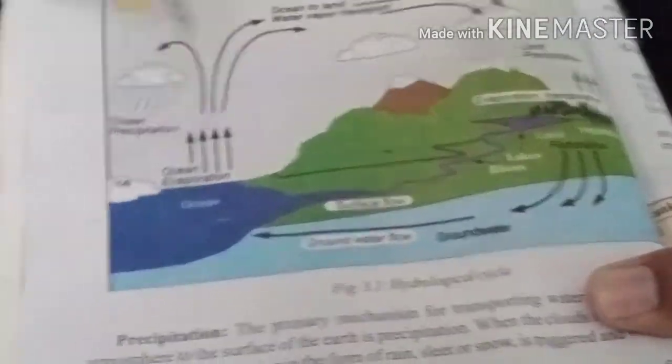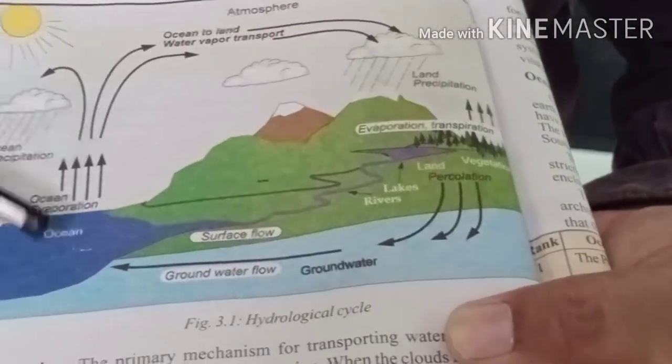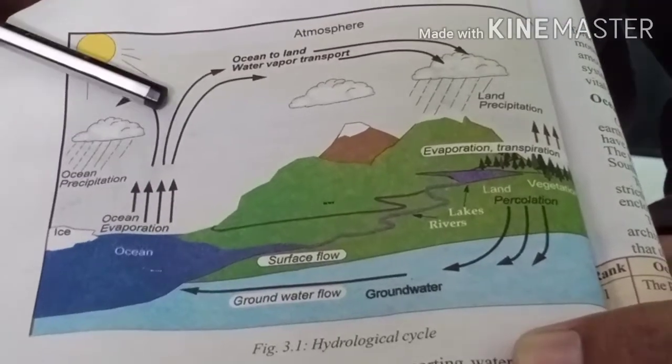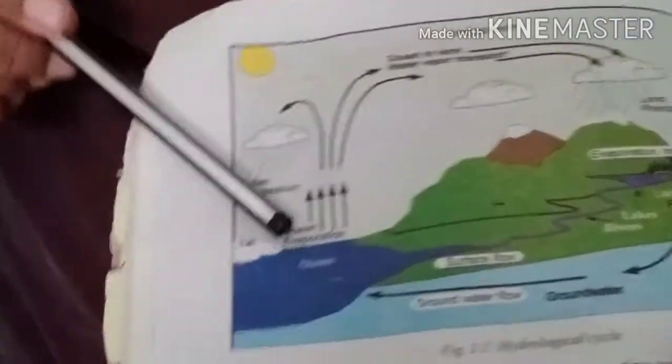This is called the evaporation process. When the temperature is high, the water in the water bodies changes into vapor, goes to the atmosphere and forms clouds. This process is called evaporation.